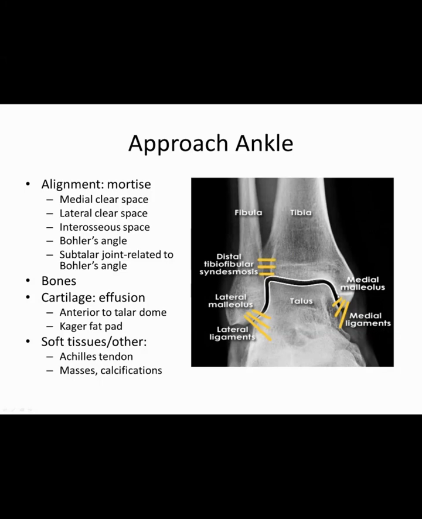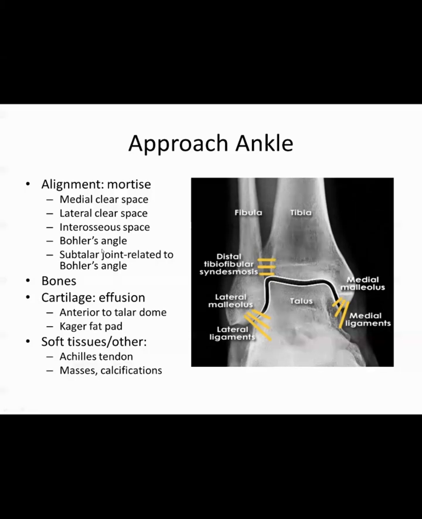So you want to make sure that the medial clear space is not widened. You want to make sure that the space between the tibial plafond and the talus is not abnormally widened or abnormally aligned. Next, you want to check the lateral clear space, and lastly, the space here with the distal tibiofibular syndesmosis. When the mortise joint is in proper alignment, we say that it's congruent.